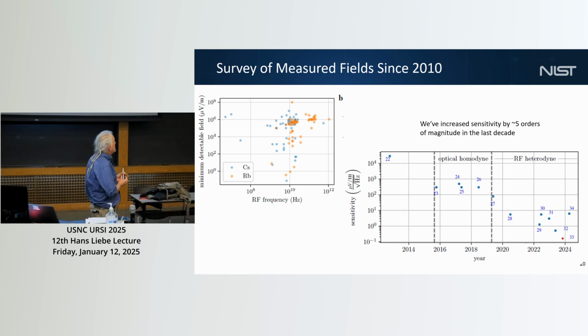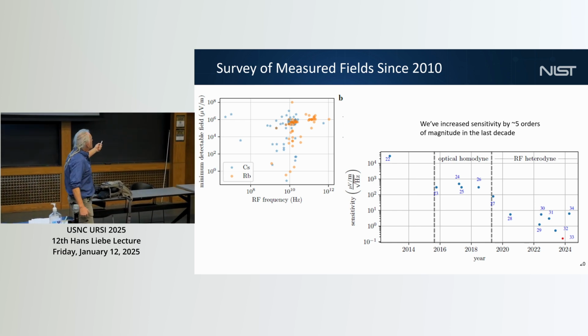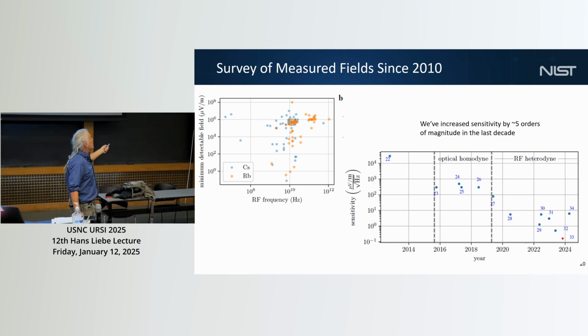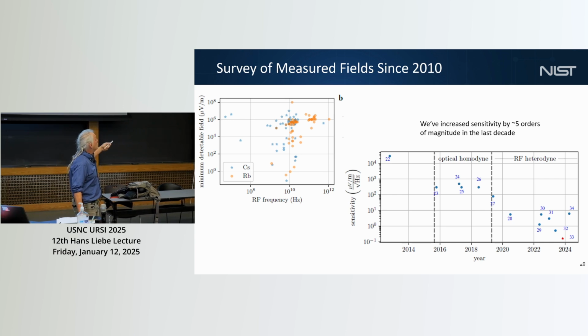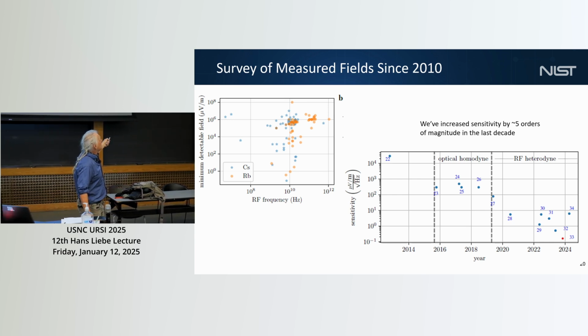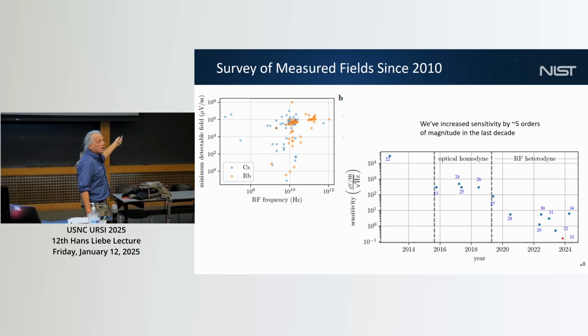This is some data that I data mined after our first set of papers. A lot of this is our data, but it's other groups around the world now that are starting to do these experiments. This gives you an idea of the frequency range versus field levels that people are measuring with these sensors. Obviously, there's a sweet spot here in the tens of gigahertz range.